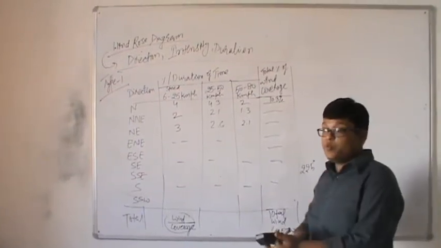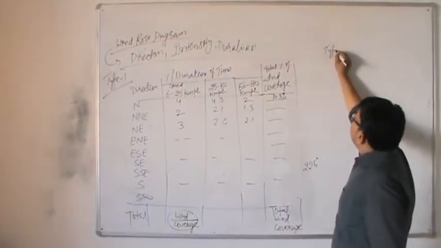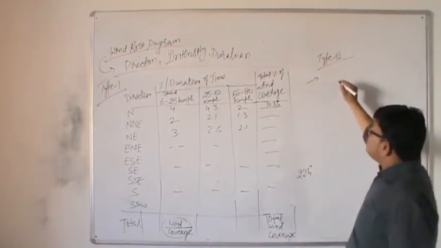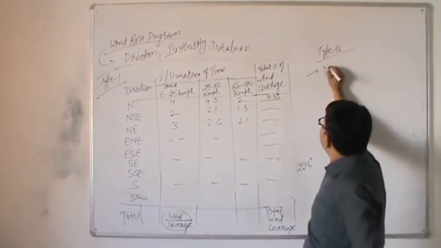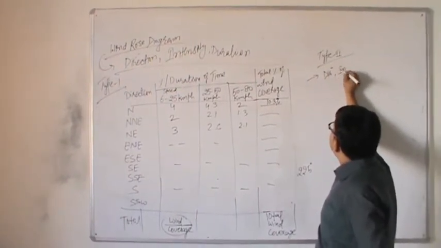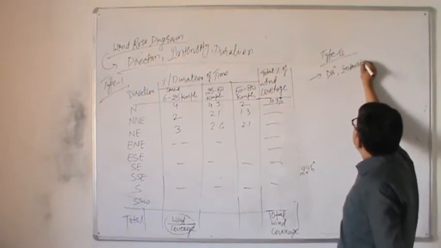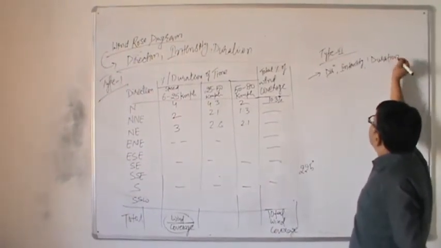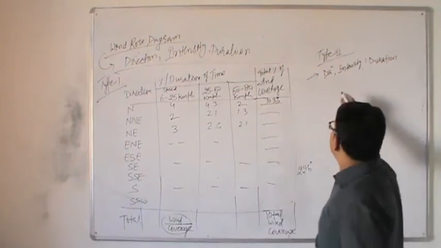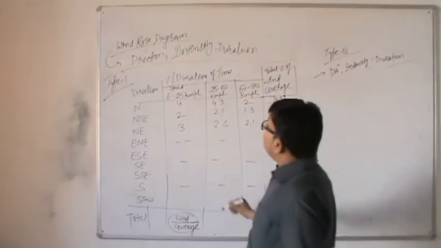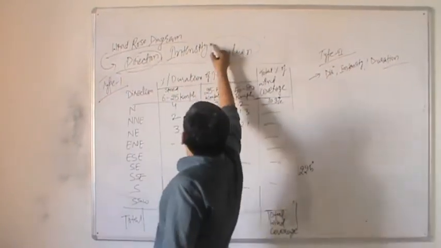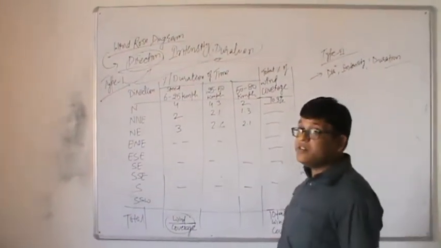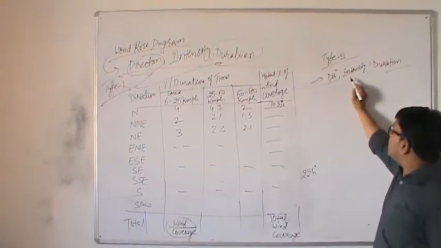There are some differences in type 2. First of all, it speaks about all three data, that is direction, intensity and then the duration. So the Windrose diagram of type 2 speaks about all the three data, while type 1 speaks about two only, that is direction and duration. Type 1 speaks about only two, direction as well as duration. Type 2 speaks about all three: direction, intensity and duration.